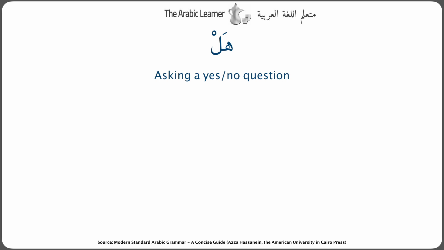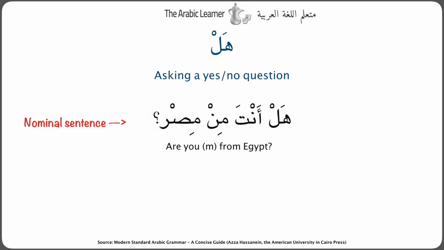هل. This word hal is used for asking a yes-no question. So for example, هل أنت من مصر؟ this is an example of a nominal sentence that's been made into a question. And the word hal at the beginning signifies that the sentence that comes after it is being posed as a question. In modern Standard Arabic, we also put a question mark at the end that you can see there.